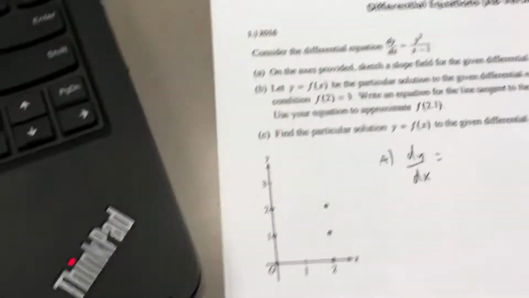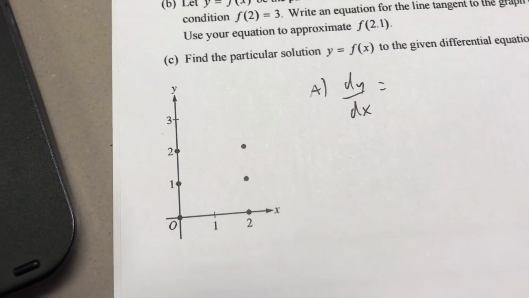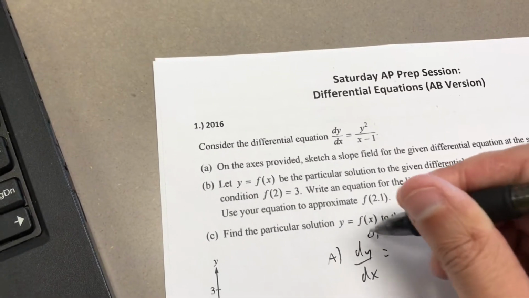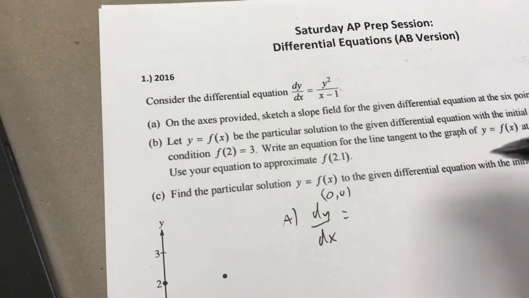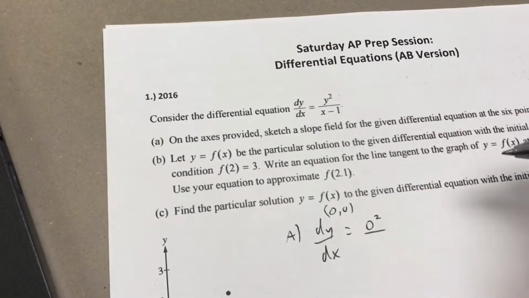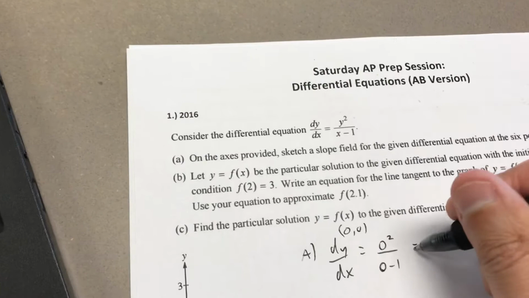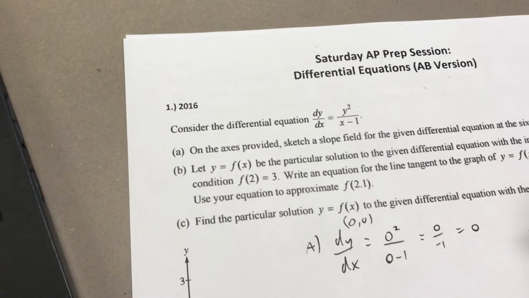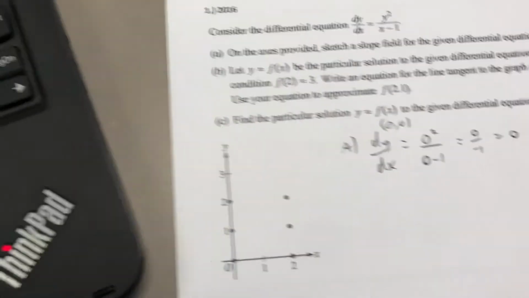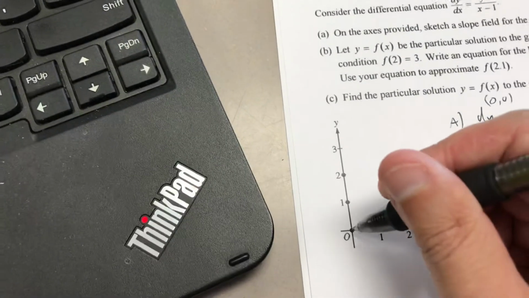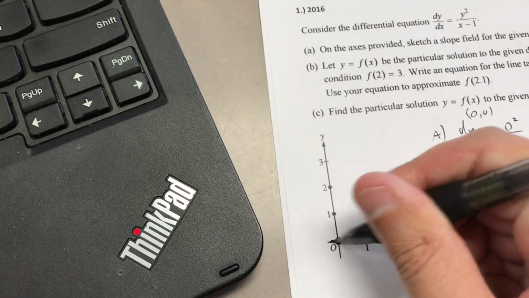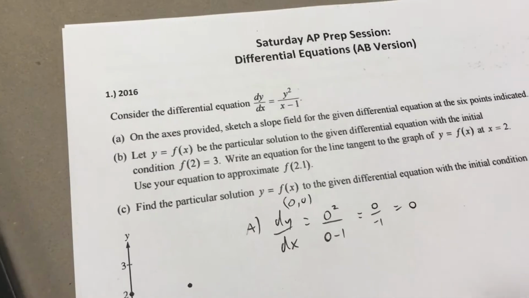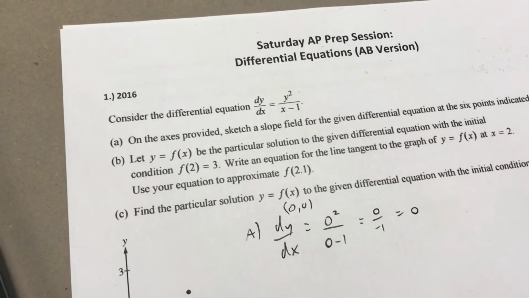So, you pick a point, and if we look down here, we've got points like 0, 0. Let me try this first with the point 0, 0. I'm going to take the y value squared and divide by the x value minus 1. That gives me 0 over negative 1, which is equal to 0. You go to the point 0, 0, and plot a little line segment that has a slope of 0. Maybe draw something that looks a little bit like that. But I like the grader to be able to see that I knew what I was doing. You're trying to convince them you know what you're doing.